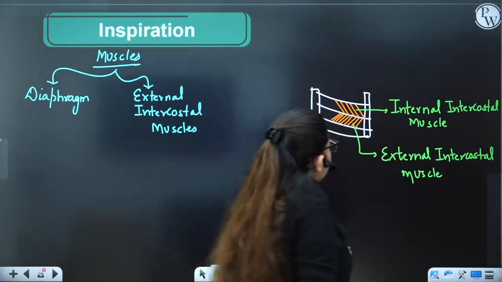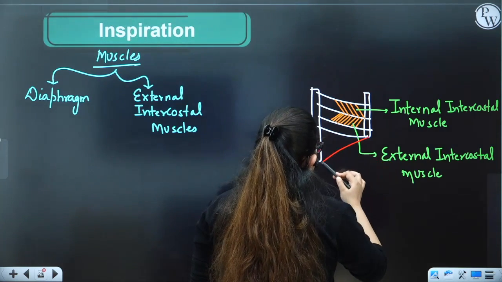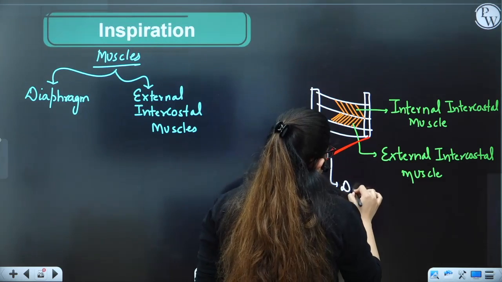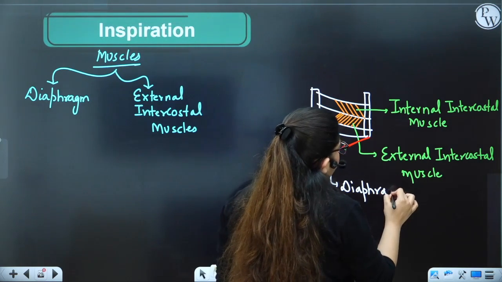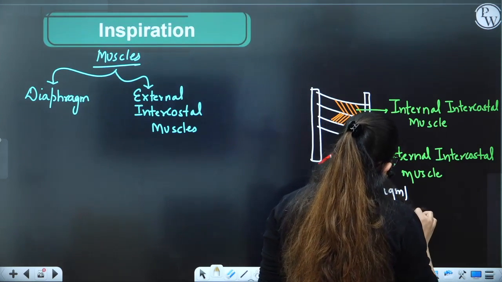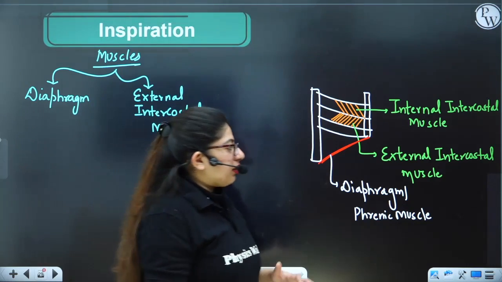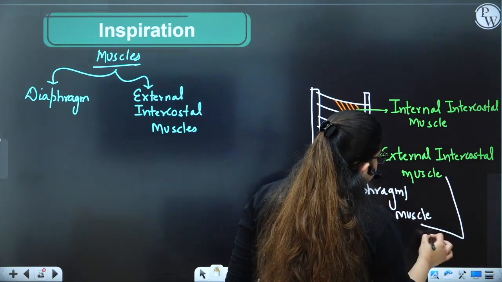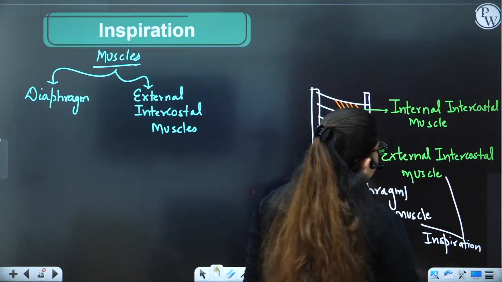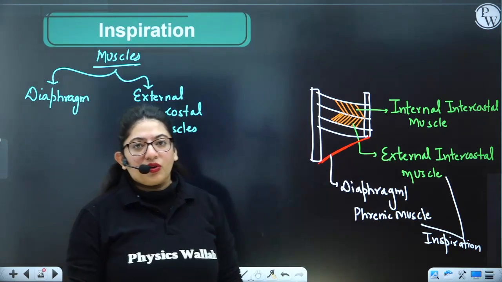Another muscle is the diaphragm muscle, which is present here. The diaphragm is actually a flap of muscle, a muscular flap. It is also known as the phrenic muscle. So the muscles that play a very important role in inspiration are these two muscles. These are the muscles of inspiration. If anyone asks you which are the muscles of inspiration, you will say the phrenic muscles or the diaphragm muscles, and the external intercostal muscles.